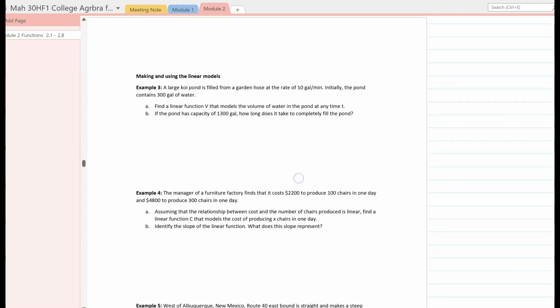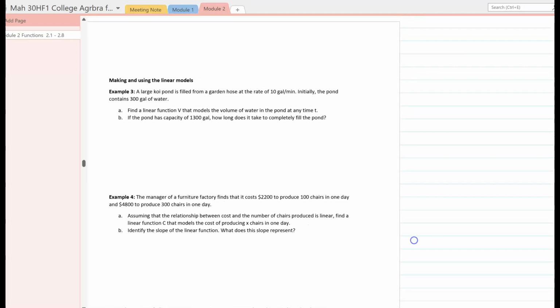Okay. Making and using the linear model. A large koi pond is filled from a garden hose at the rate of 10 gallons per minute. Initially, the pond contained 300 gallons of water. Find a linear function V that models the volume of the water in the pond at any given time t.